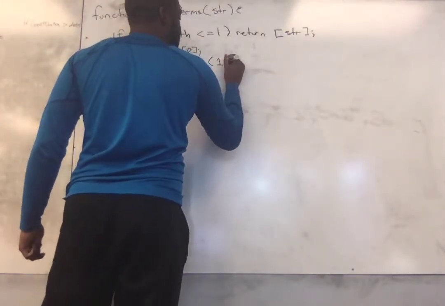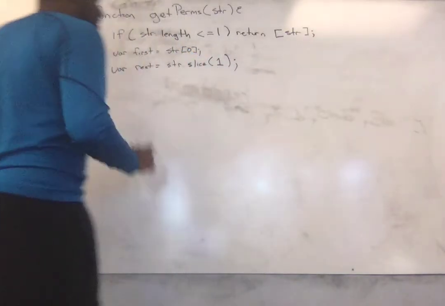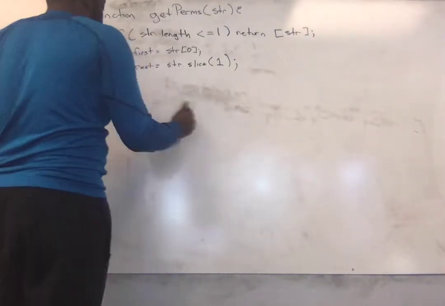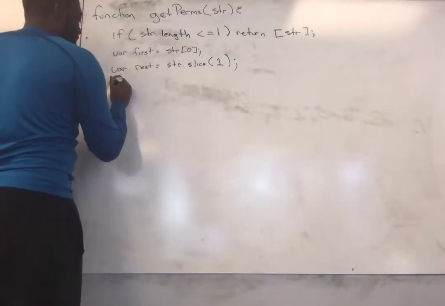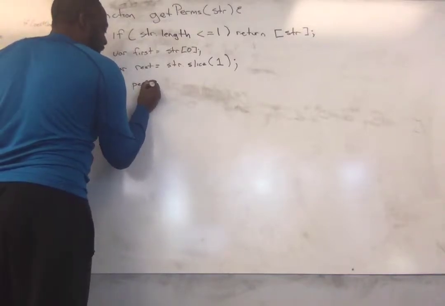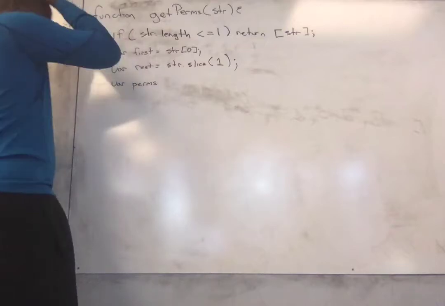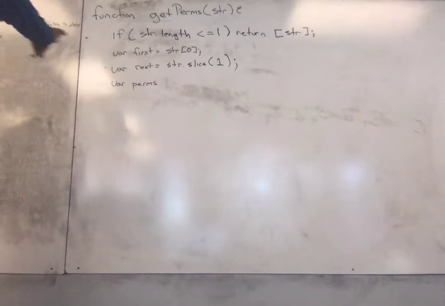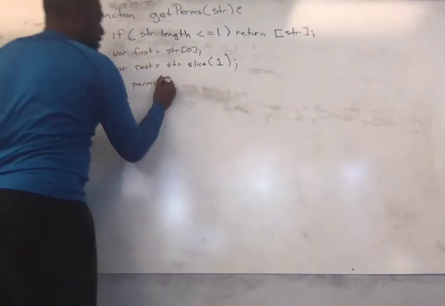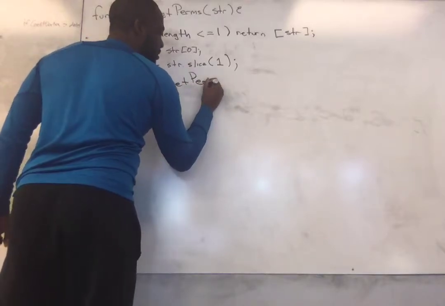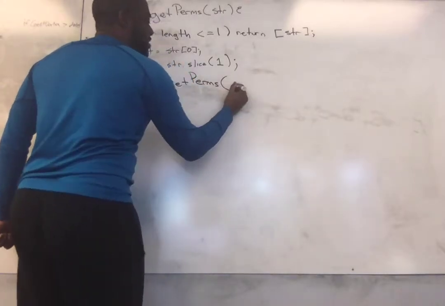And we're going to slice from first. So grab everything from index position 1 and on, leave out the first character. Okay? And then what we're going to do is say var perms. So this will be an array of all the possible permutations of the rest of our string. This right here, we're going to say equals getPerms. We're going to pass it rest.